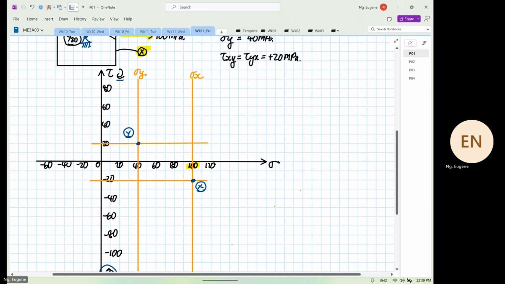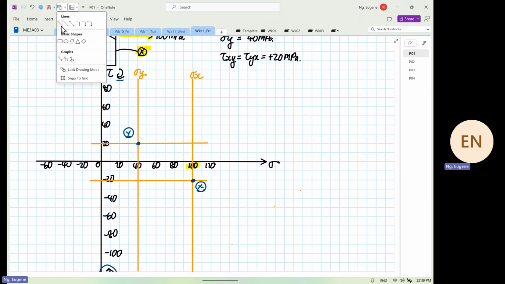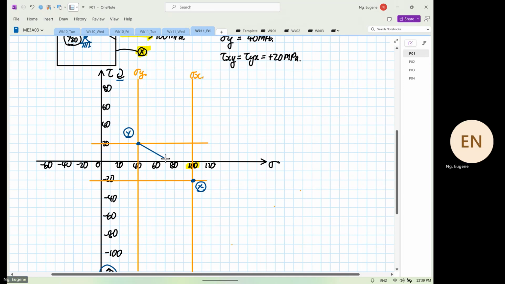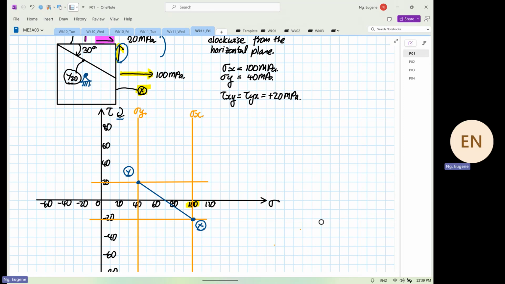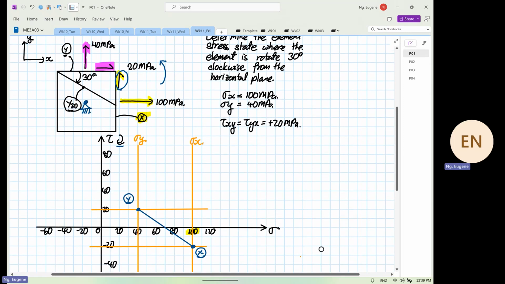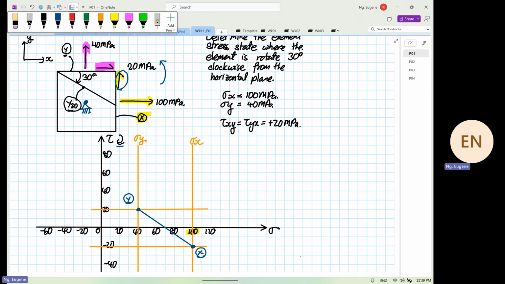From here, immediately you can start constructing, you can draw a straight line. Right, so from here, I might change my question a bit after I construct my Mohr's circle, okay? But let's focus on here first.